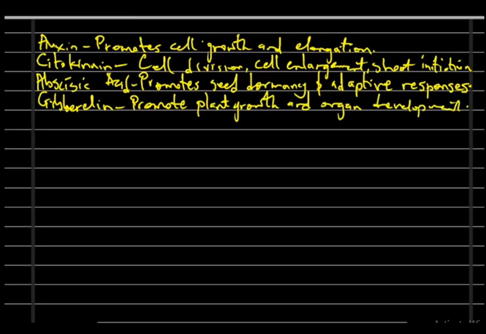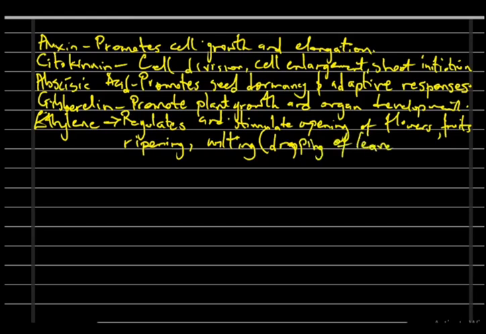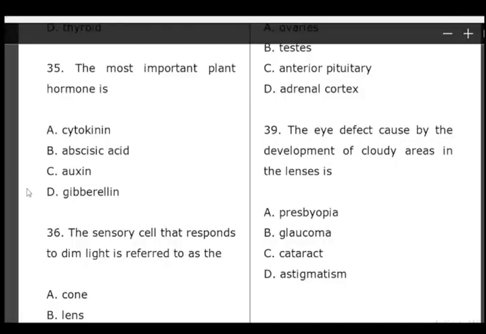Other examples like ethylene, that is another type of plant hormone. Ethylene is responsible for regulation and stimulation of opening of flowers, and then fruit ripening and then wilting. So what is wilting? Wilting is naturally talking about dropping of leaves. So all of these plant hormones are very important, but the most important of them all happens to be the auxin. So that is our answer, option C.